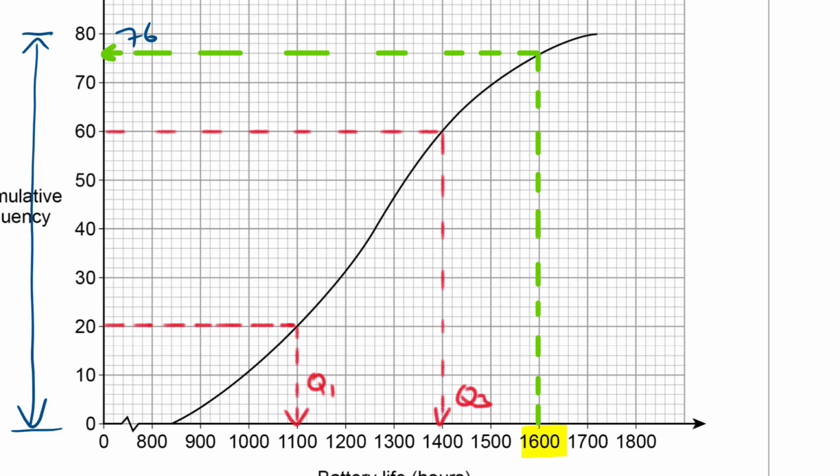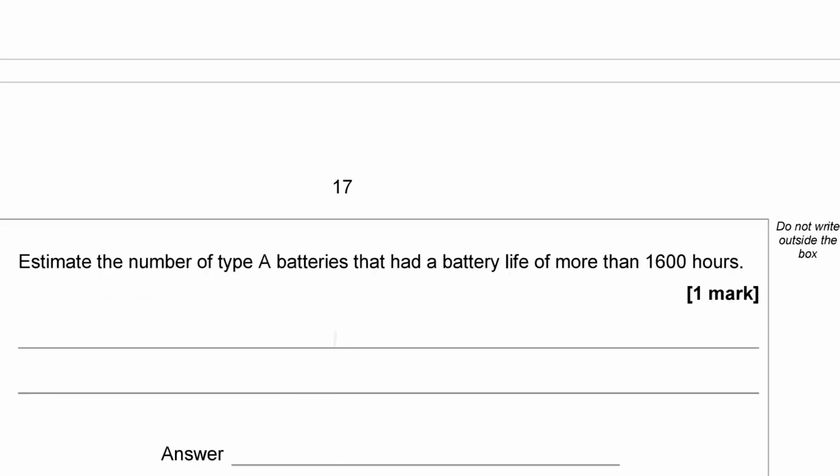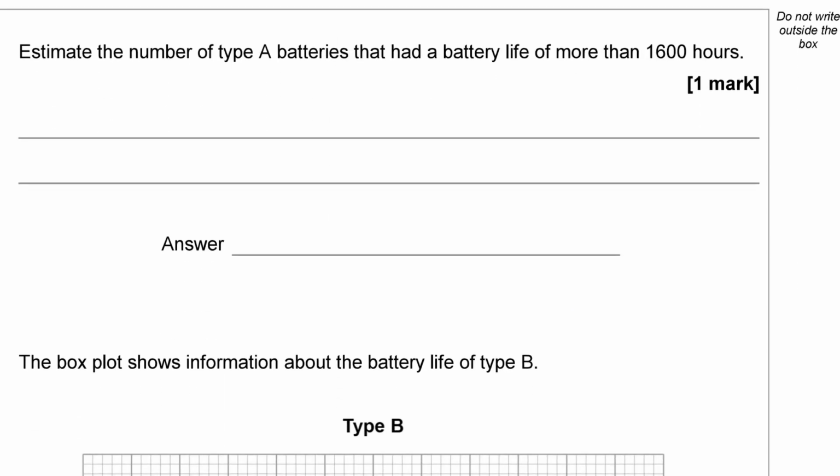Okay. Now the question didn't ask me that, it asked me how many batteries had a life bigger than 1600. So it's not the 76 as my answer, it's my difference between 76 and the top, which is 80. So the difference between 76 and 80, those batteries had a life longer than 1600 hours. So it's going to be 80 subtract 76, which is equal to 4 batteries.